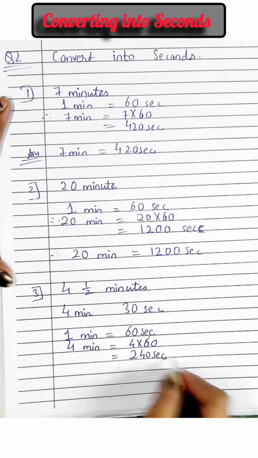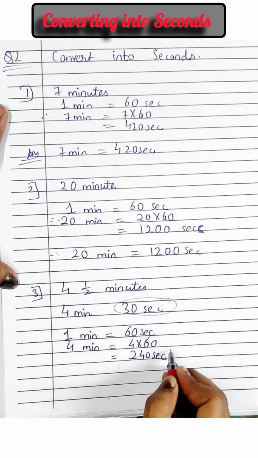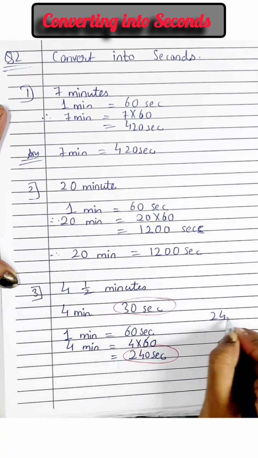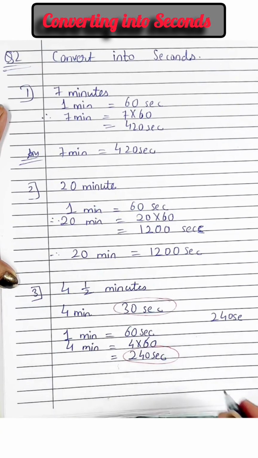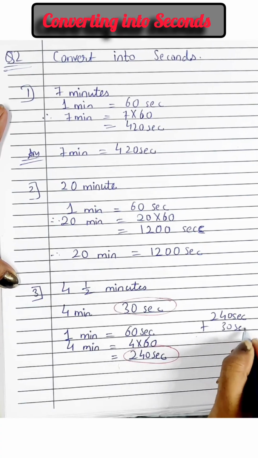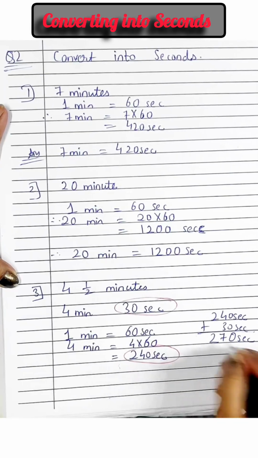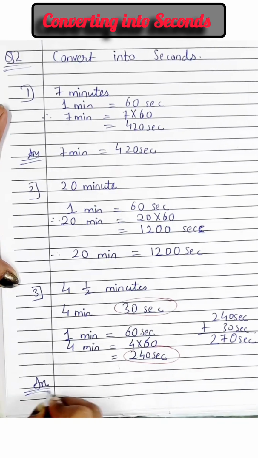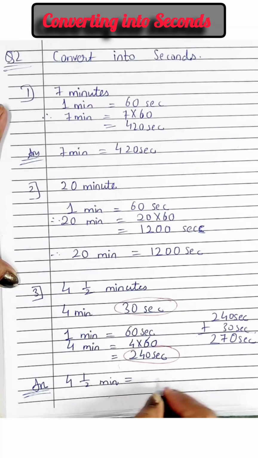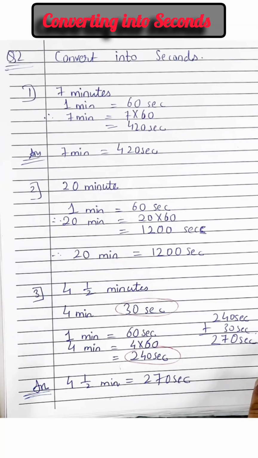240 seconds. So now you have to add this and this seconds. That is 240 seconds plus 30 seconds gives you 270. So your answer is, your 4.5 minute means how many seconds? 270 seconds.